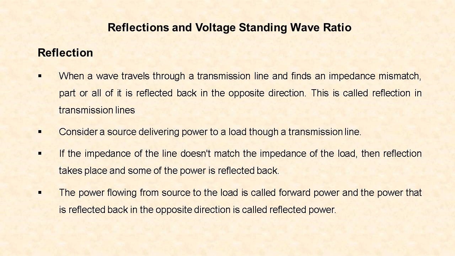Now let us consider a source, for example a generator, delivering power to a load through a transmission line or feeder. If the impedance of the line does not match with the impedance of the load, then reflection takes place and some part of the power is reflected back in the opposite direction. The power flowing from source to the load is called forward power, and the power that is reflected back in the opposite direction due to impedance mismatch is called reflected power.